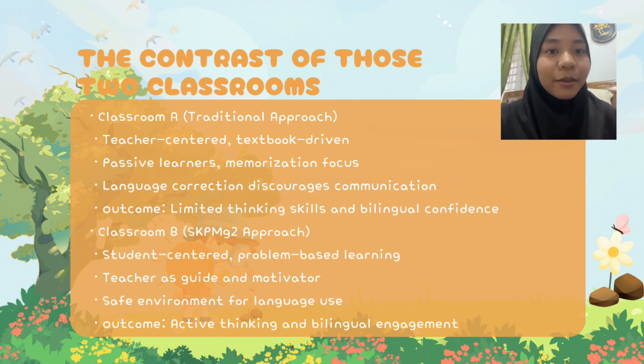Now let's look at Classroom B, which follows the SKPMG2 approach. This classroom is student-centered and uses problem-based learning, so students are more involved in discussions, group work, and real-world tasks. The teacher acts as a guide and motivator rather than just a lecturer. So the classroom environment is safe and supportive, especially for language use. Students are encouraged to try speaking without fear of making mistakes. The outcome is very different because students become more active thinkers, better problem solvers, and more confident in bilingual communication.